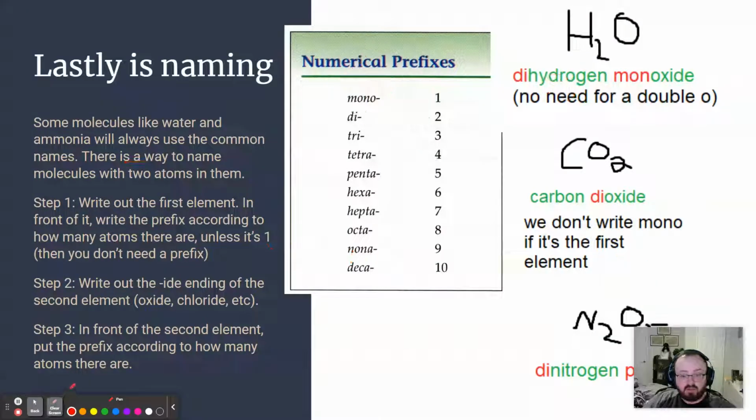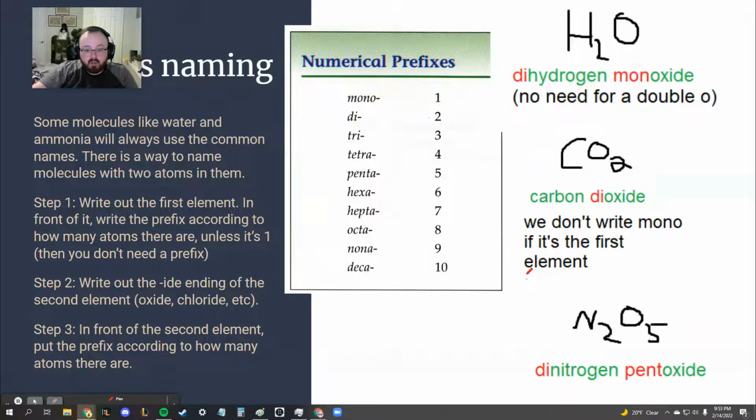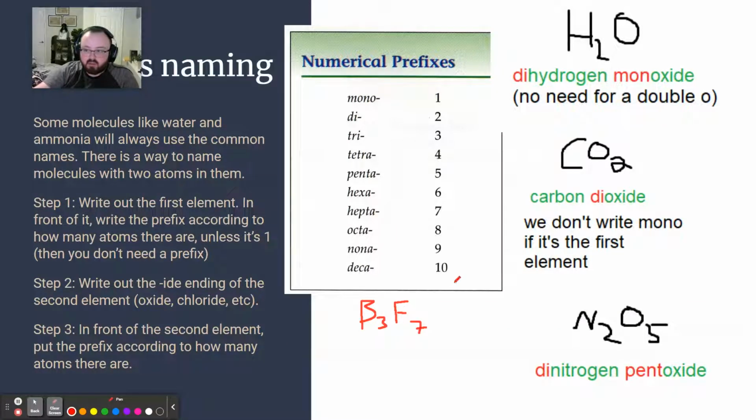The last thing we have to do is naming. Alright, we can name these molecules that have just 2 elements in them. Alright, some of them have common names like water, which is over here. It's also dihydrogen monoxide, but we'll call it water, but it does have a scientific name. Alright, so I'm going to show you how to do this with this kind of made up molecule. Alright, this is made up, this does not exist. I'm just making it up for the sake of doing it.